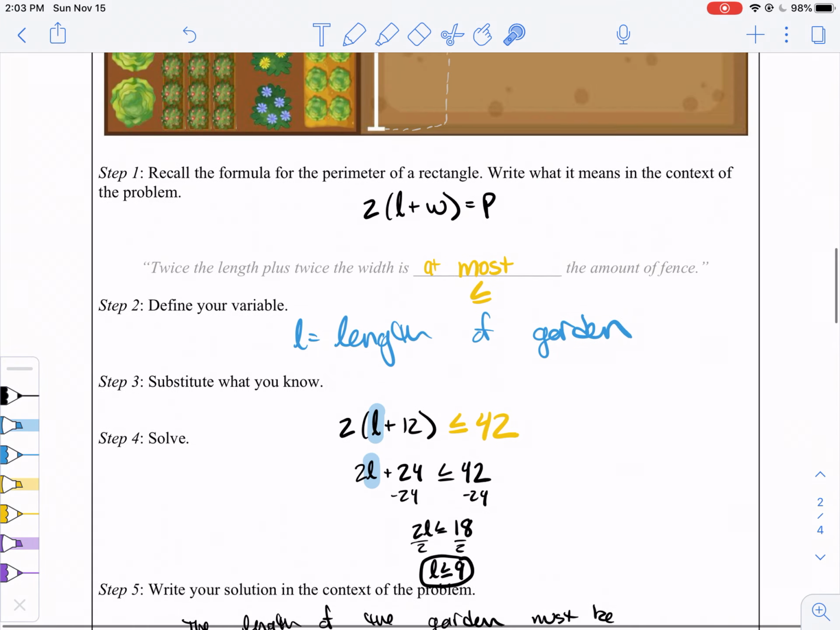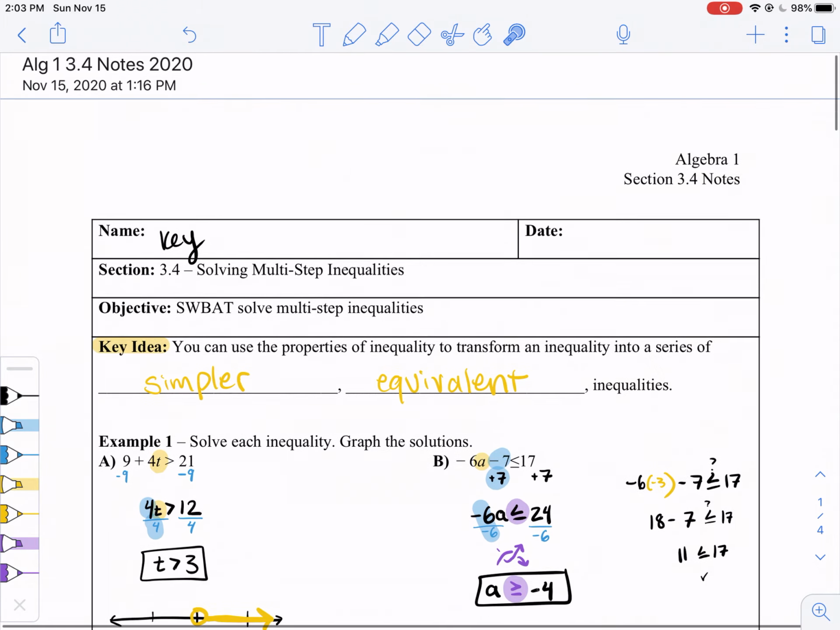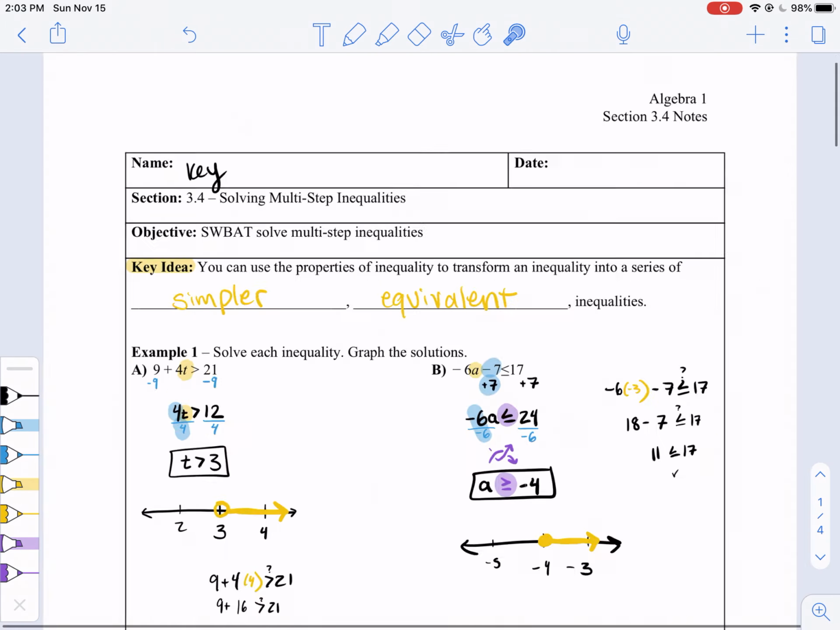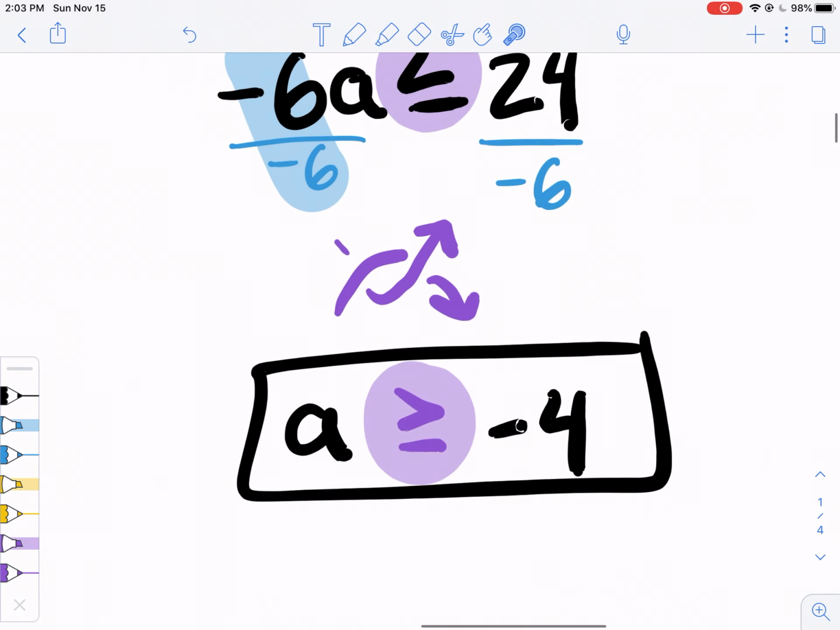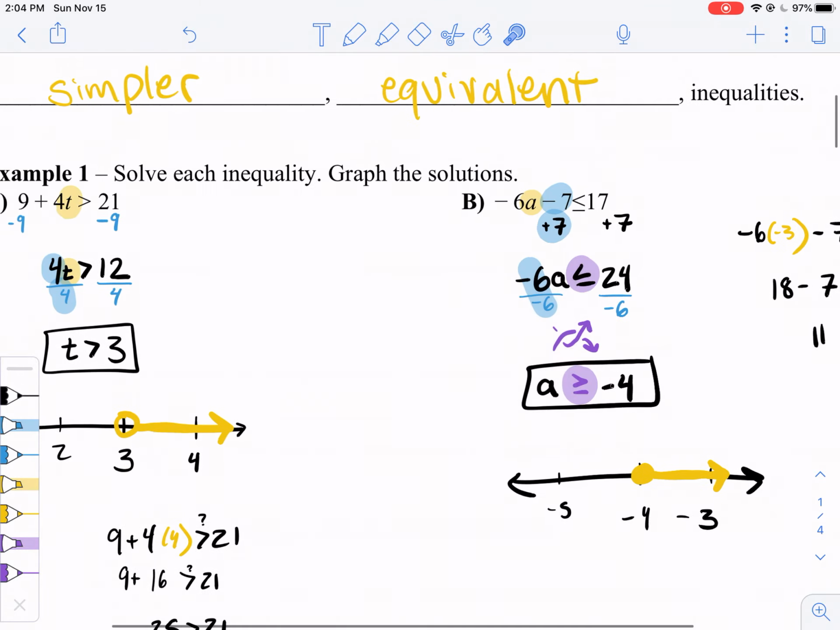And basically, the key idea of the day is treat inequalities like equations and solve them, and you'll be just fine. Remembering, of course, sometimes we have a little twist where you divide or multiply by a negative number. You got to flip your symbol around.